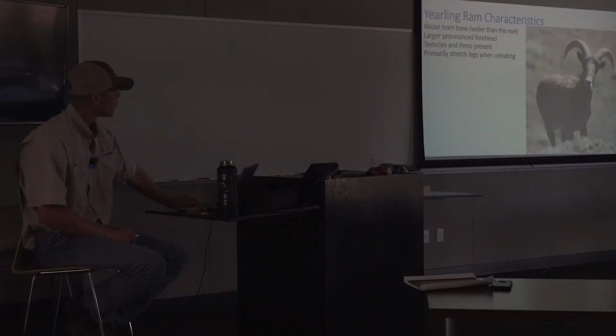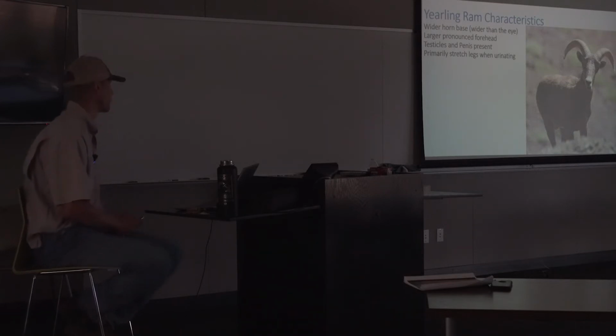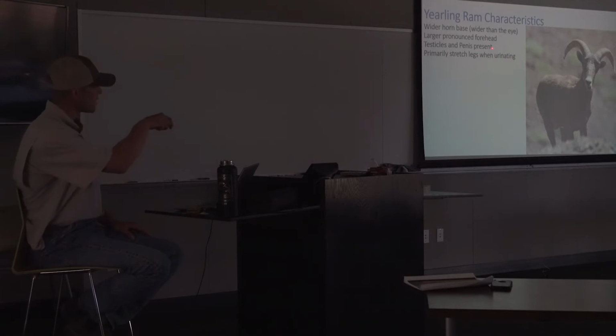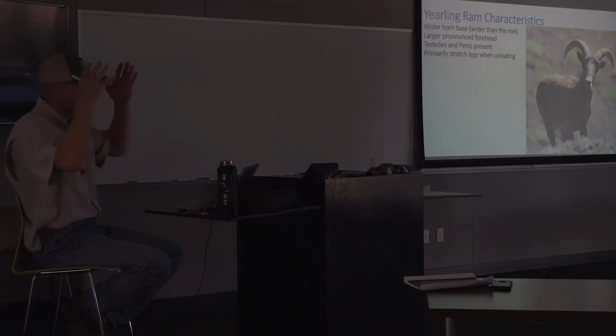So we'll talk a little bit about characteristics of yearling rams. Really, when you see that picture, it's just not that difficult. What you see is that the bases of their horns are very large in comparison to a ewe, much wider than their eye. And I've got some pictures, side views of that as well. They've got a larger, more pronounced forehead. So when you're looking at them from the front, they just look funny looking. Like their head just looks way too big for their body.